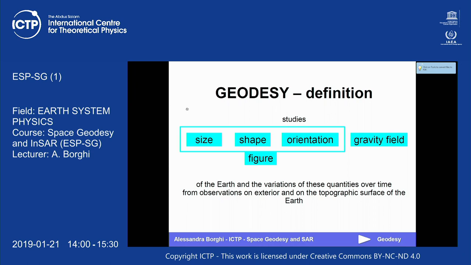Okay. What is geodesy? Geodesy is a science that studies the figure and the gravity field of the Earth. Figure of the Earth means the size, shape, and orientation of the Earth. And especially in recent years, geodesy studies the variation of these quantities, figure and gravity field, over time. These quantities are observed on the Earth's surface, on the topography of the Earth, or from space.